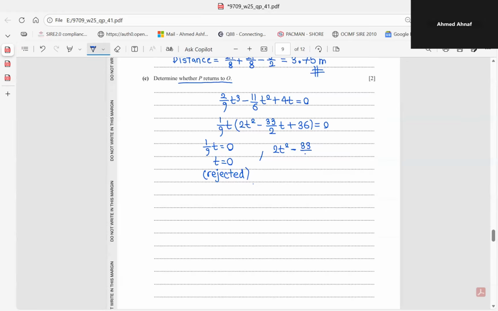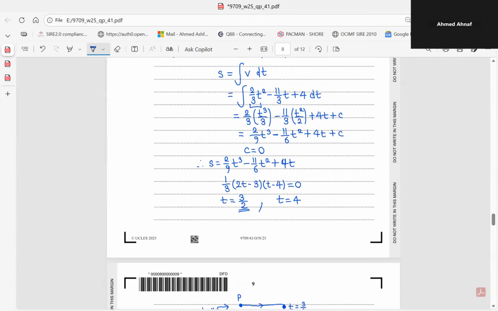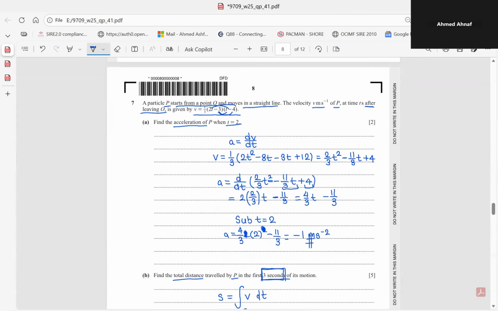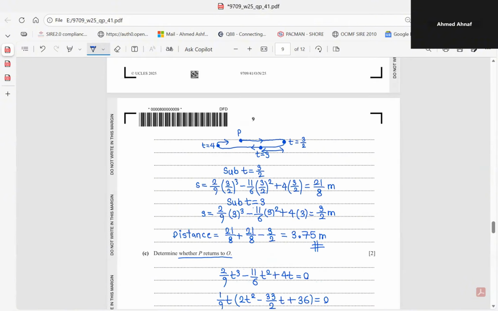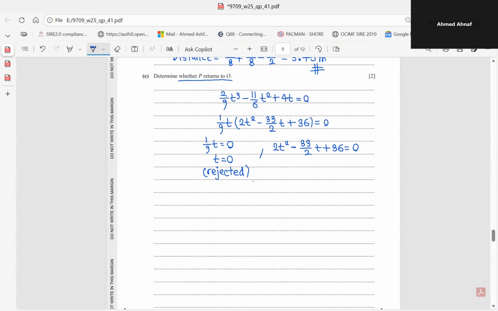Or instead of solving it, we just want to know whether P returns to O, right? Wait, let me see if there's any domain. Okay, there's no range for T. So we just have to find out whether this equation has any real solutions.